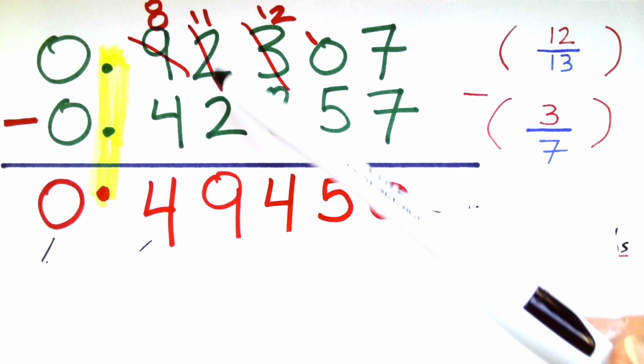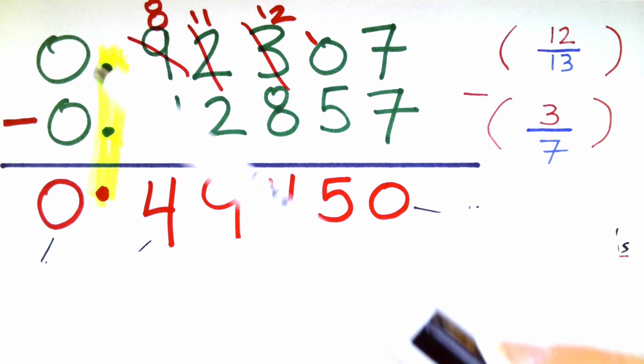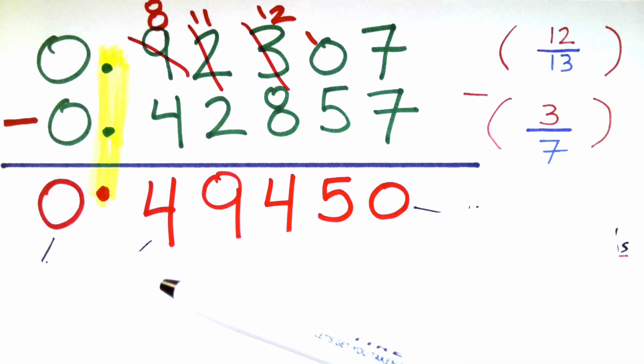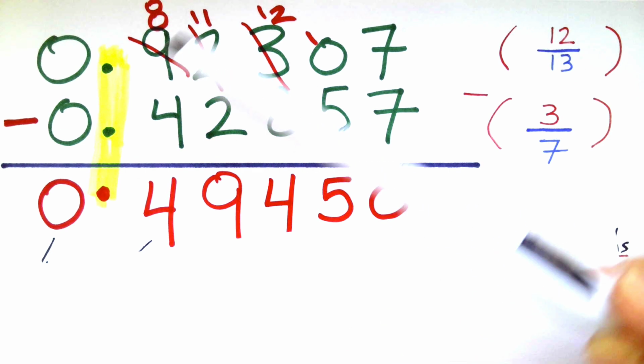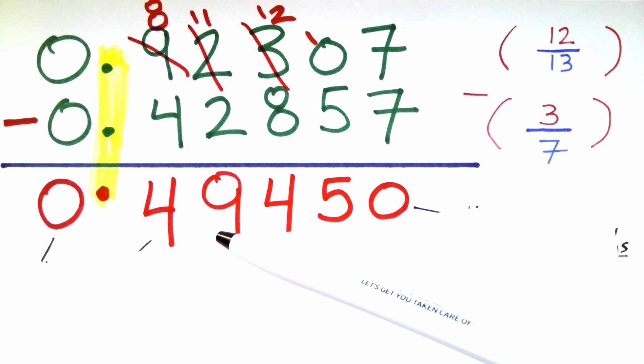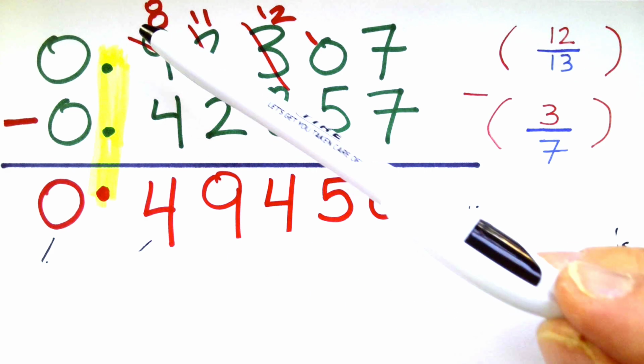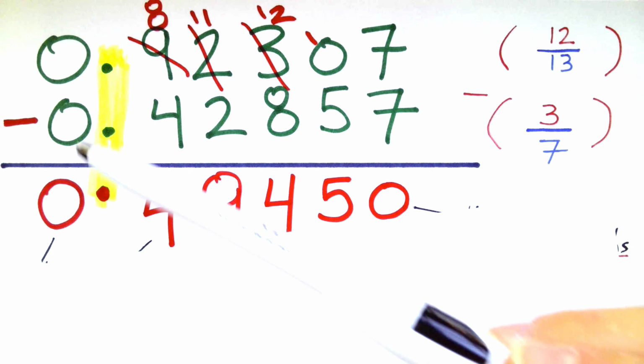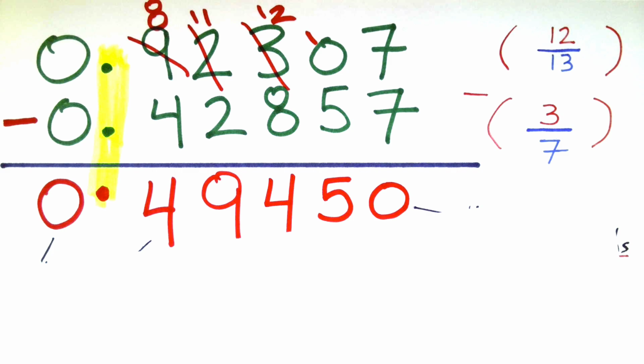I cannot take away 2 from 1, so again, I had to borrow from the 9, which became an 8, and turned that 1 into an 11. Now, 11 minus 2 is 9. Okay, and 8 minus 4 is 4. We keep the decimals lined up. 0 minus 0 is 0. Hopefully that's making some sense to you.